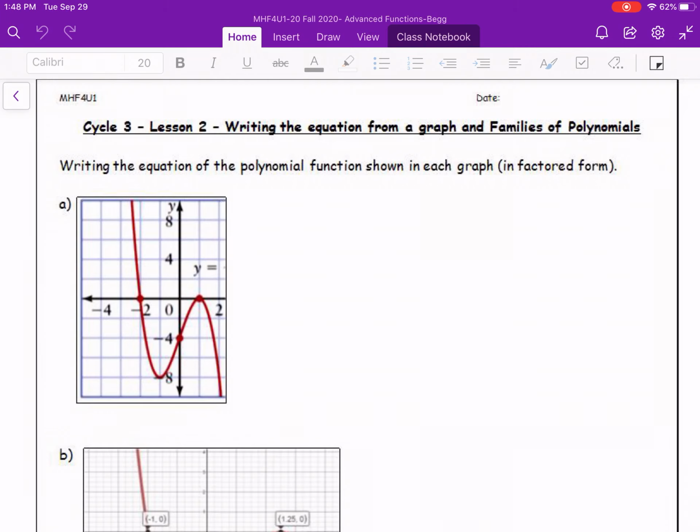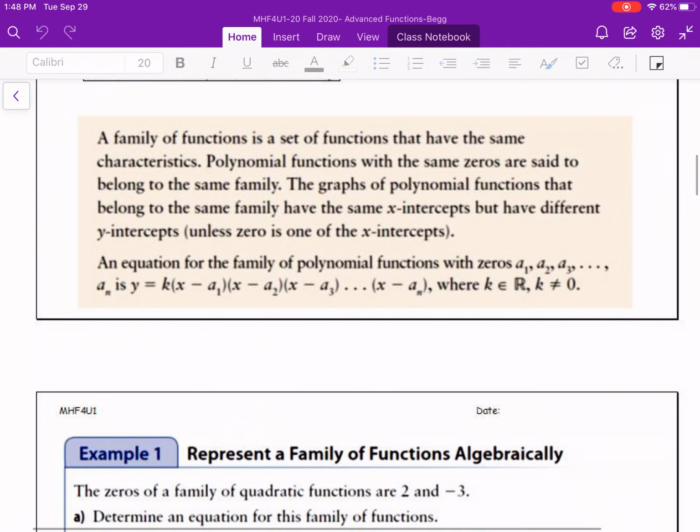This is lesson 2 from cycle 3 of advanced functions. In this one, we're going to look at writing the equation from a graph of a polynomial and what a family of polynomials is.